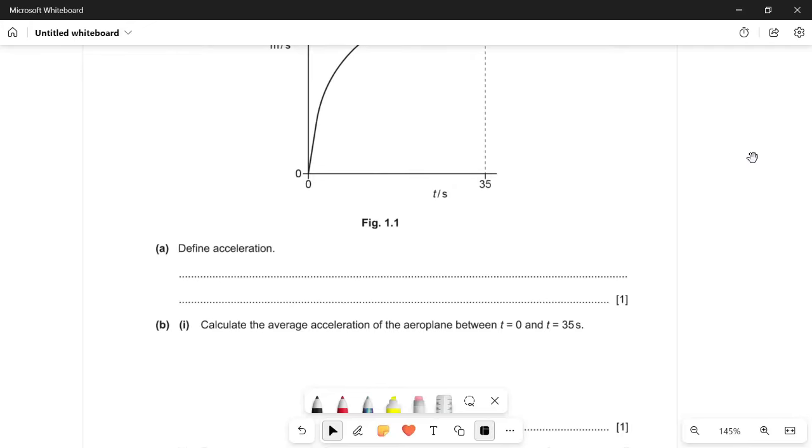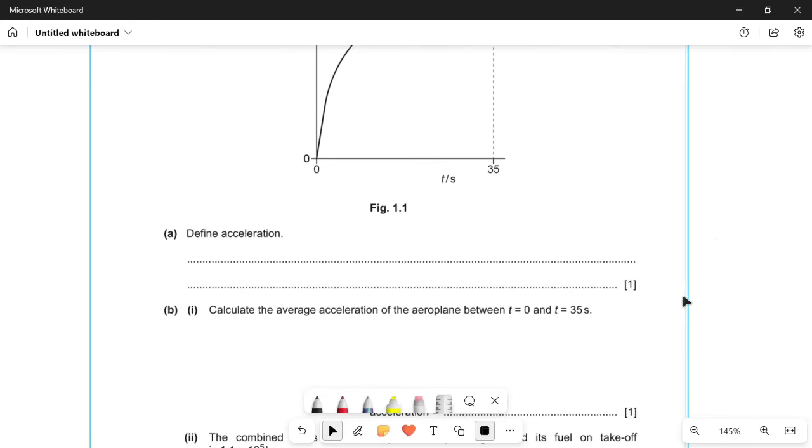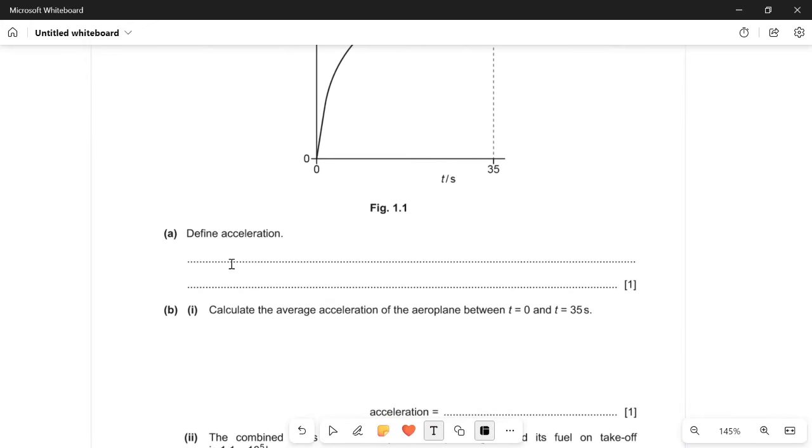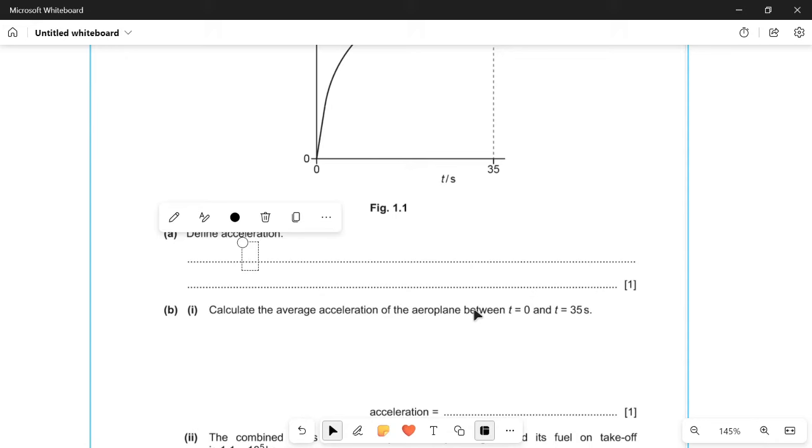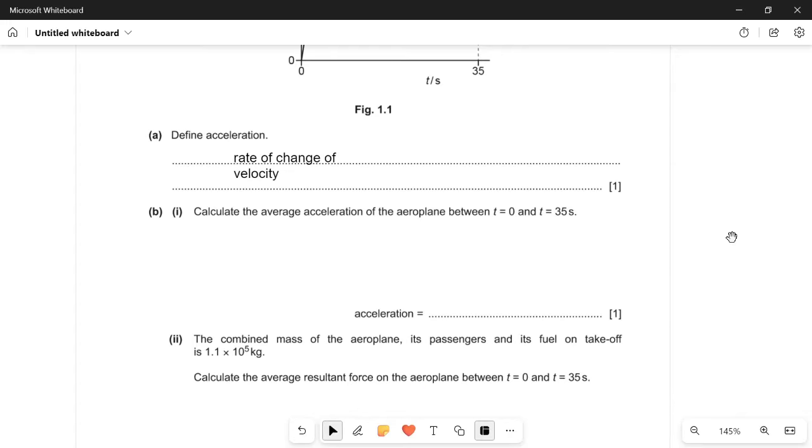So the first question asks us, define acceleration. So acceleration is basically the rate of change of velocity. That's going to get us our 1 mark.